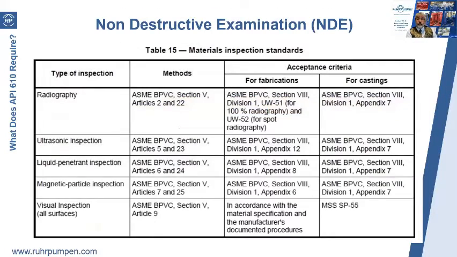This is table 15 from API 610, which references the standards to which the NDE should be carried out and the acceptance criteria. So it's the ASME Boiler and Pressure Vessel Code, the BPVC, section 5 for methods, and section 8 for acceptance criteria. This will tell you when a flaw is allowable or not, normally how big, how near the surface, etc.